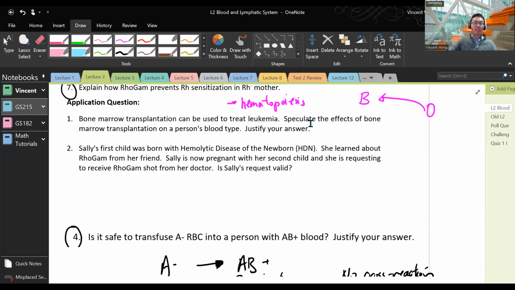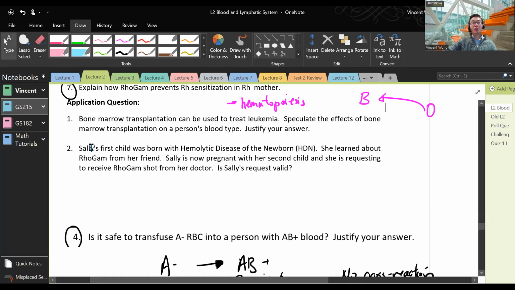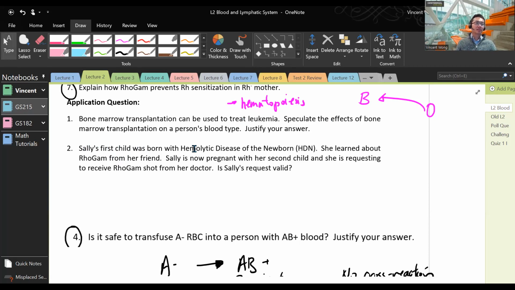So my question to you is, how is it possible? How on earth did she get sensitized before her first child? How is it possible for someone to already have the antibody in her system before she even was pregnant? Anybody can answer that?